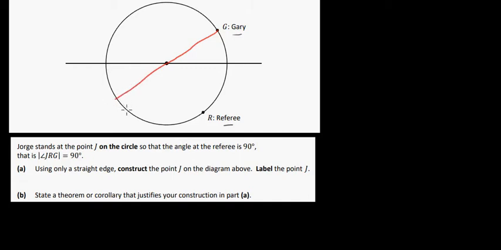So that's really where J is going to be, so we label that J. In other words, if I connect this up to here, and this up to here, you can see this is an angle in a semicircle, so it's going to be right angled here. So that's your construction, because we're only using a straight edge, so there are no arcs or anything like that. State a theorem or corollary that justifies your construction in part A.